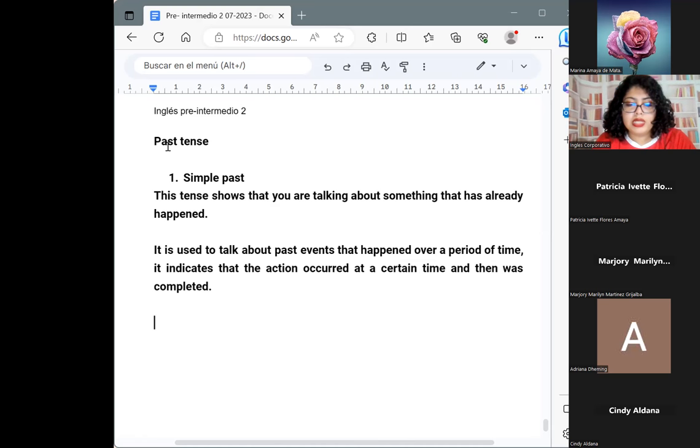Now we can use the simple past to talk about past state of being, such as the way someone felt about something. También podemos utilizar esta estructura o este tiempo para hablar de los estados, de cómo alguien se siente sobre una acción que sucedió o sobre una situación que ya pasó. ¿Y en qué momento? Pues obviamente en el pasado.